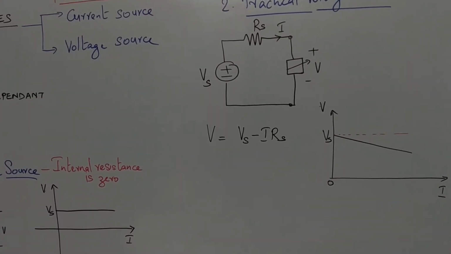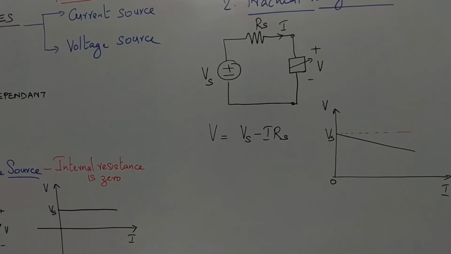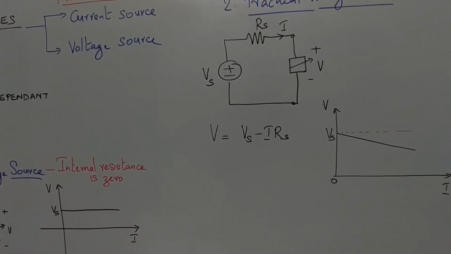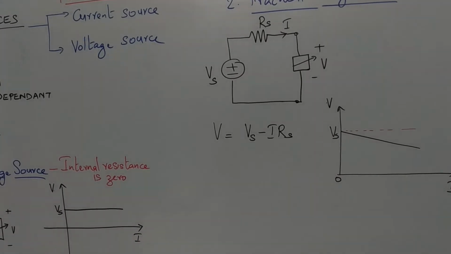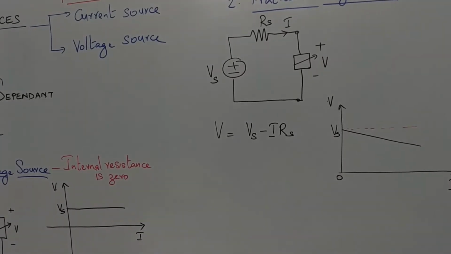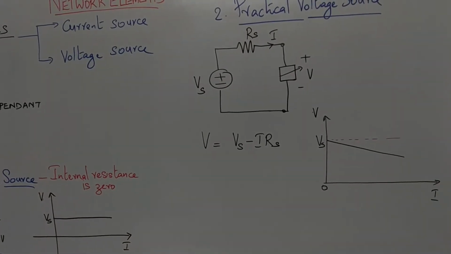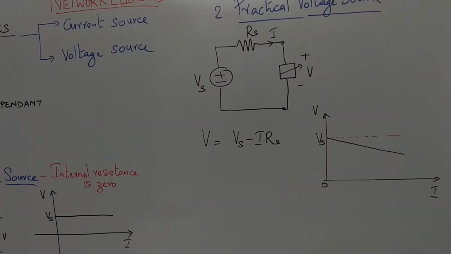So as you can see in the graph, as current increases, the drop across Rs will increase, right? The second term will increase and therefore the output voltage will slightly decrease. So this is the graph of a practical voltage source.